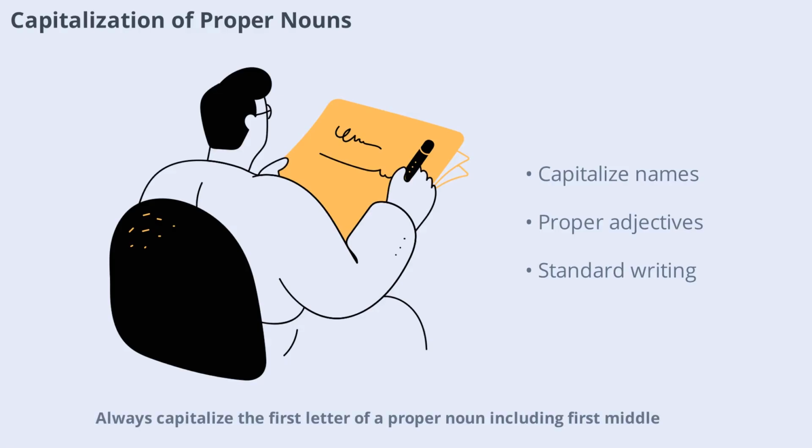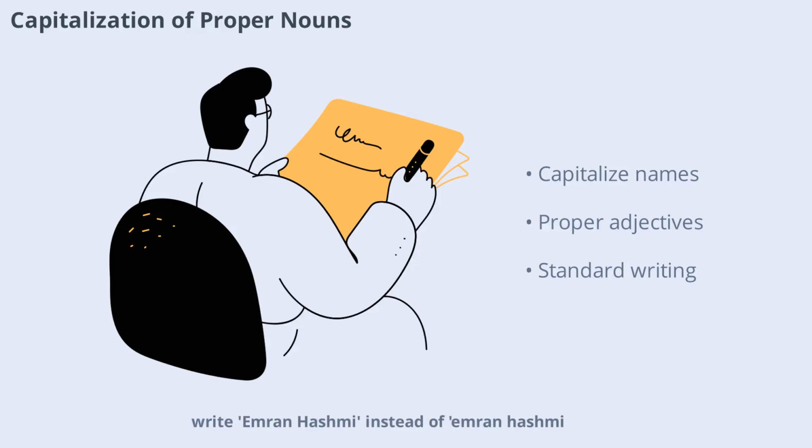Always capitalize the first letter of a proper noun, including first, middle, and surnames, as well as adjectives derived from proper nouns. For example, write "Imran Hashmi" instead of "imran hashmi." This rule also applies to adjectives like Indian or American. Proper capitalization shows respect for names and maintains standard writing conventions.